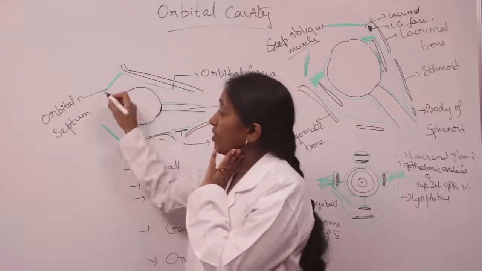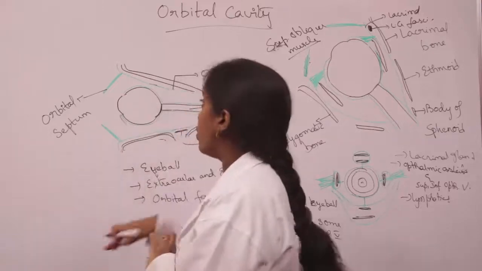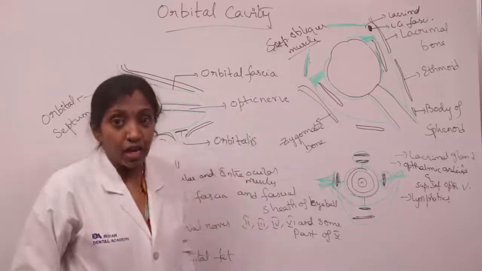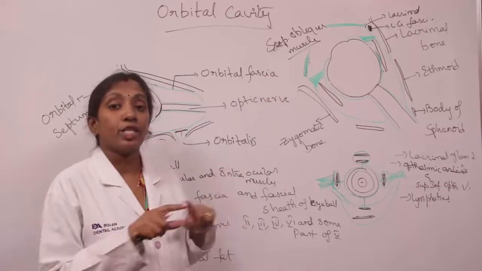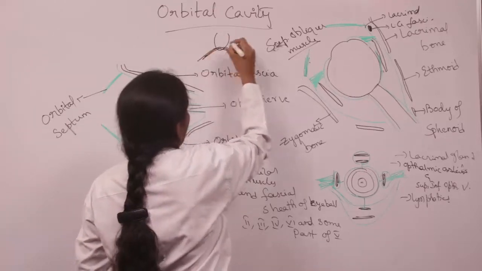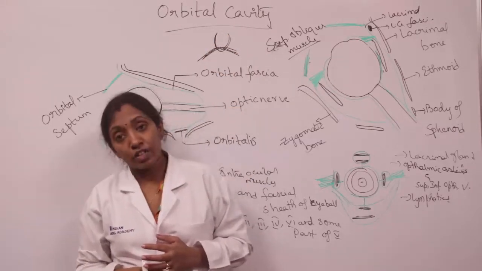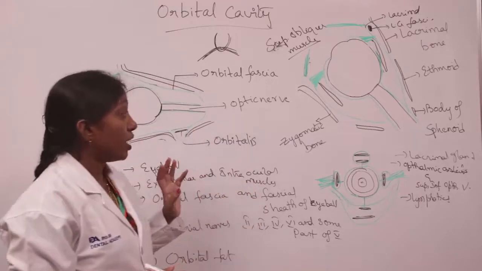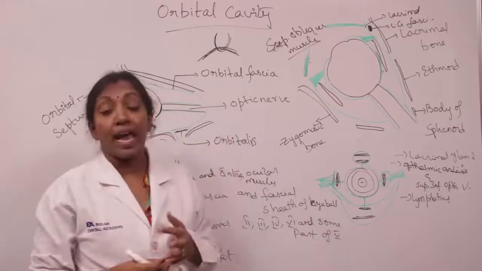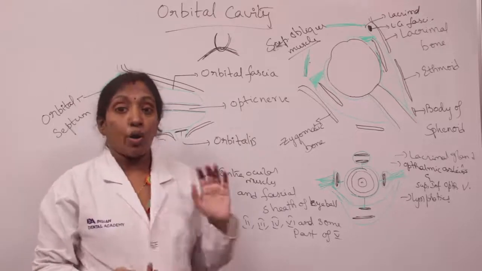Okay, and also the orbital fascia sends various expansions into the upper and lower eyelids. They are called the orbital septum. The orbital fascia bridges the tendon of the superior oblique muscle. We know the superior oblique muscle has a fibrous pulley, and the orbital fascia bridges over the tendon of the superior oblique muscle, and it also extends over the lacrimal gland as the lacrimal fascia. Okay, these are the extensions of the orbital fascia.